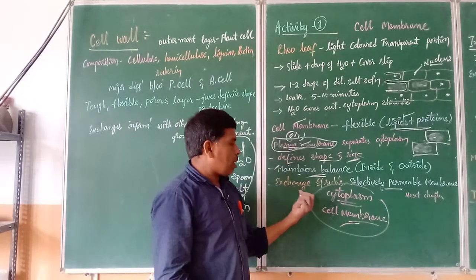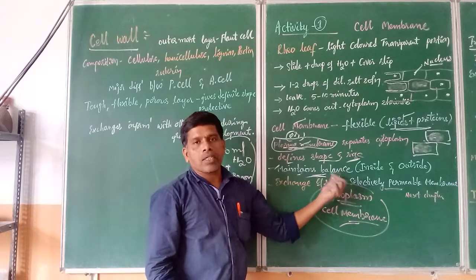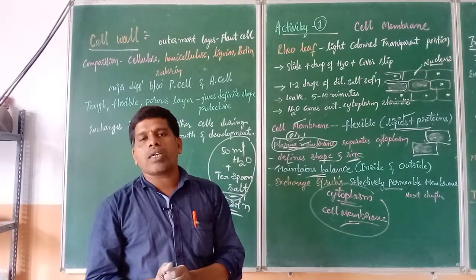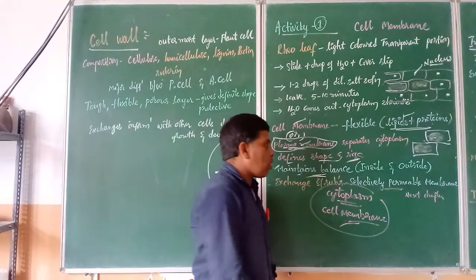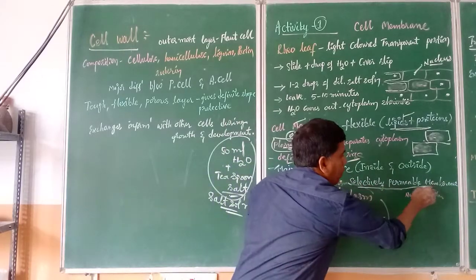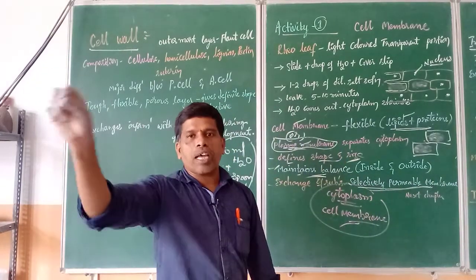So we can call this the exchange of substances. Since this most important work is done by the plasma membrane, it is also called a selectively permeable membrane. It will select which type of substance.